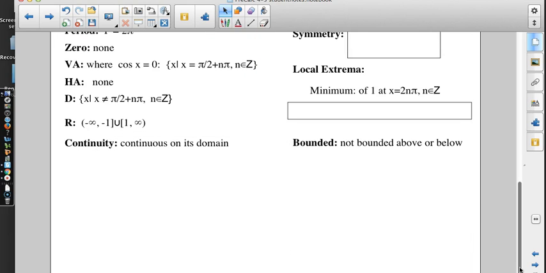Continuity, it is continuous over its domain. We can't just say continuous. We have to say continuous on its domain, because we're leaving off those vertical asymptotes. We have to be specific.